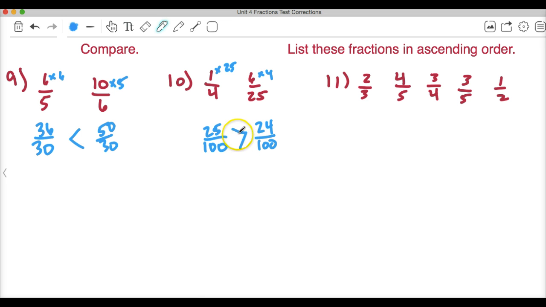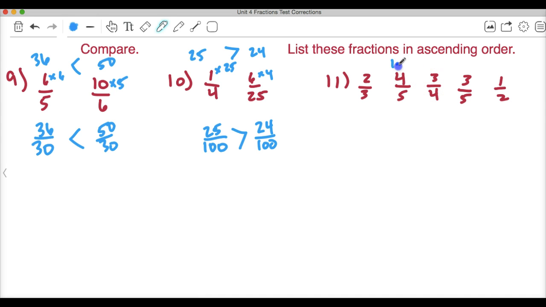Another strategy you can do if you're interested when you're comparing fractions is to do cross multiplication. 25 times 1 is 25, and 4 times 6 is 24, and then we can see that that's larger. Over here, 6 times 6 is 36, 5 times 10 is 50, and we can see that 50 is larger than 36.